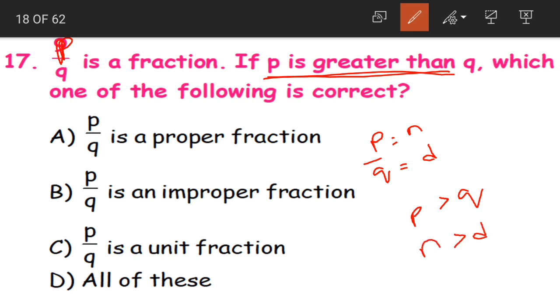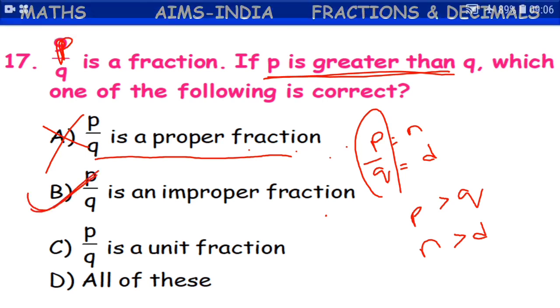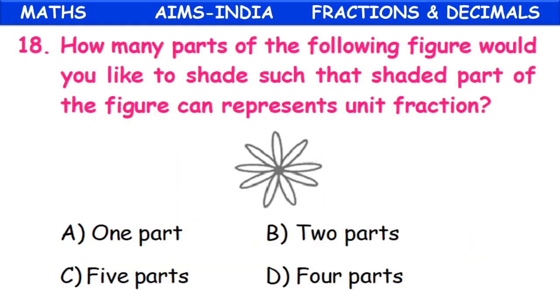So what does that make our P by Q? Is P by Q a proper fraction? No. P by Q is not a proper fraction. Next, P by Q is an improper fraction. Yes, option B, P by Q is an improper fraction, becomes our correct answer. The numerator is greater than the denominator, so it is an improper fraction.